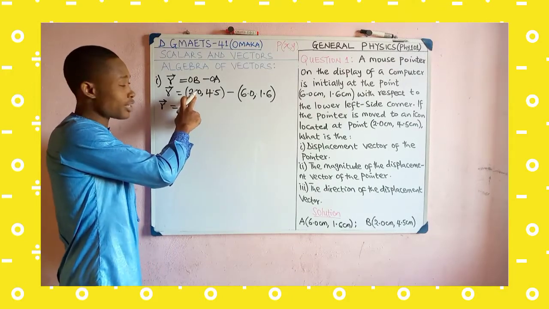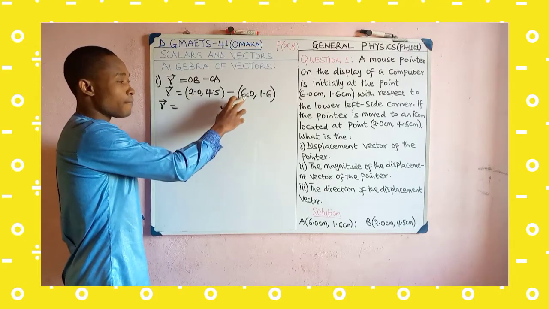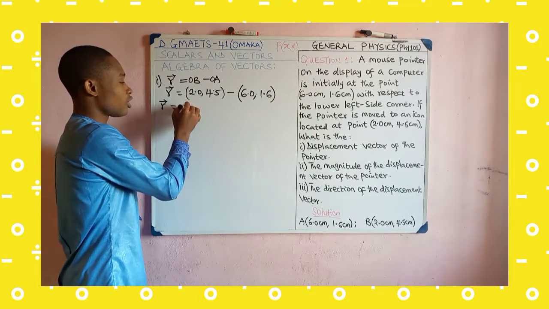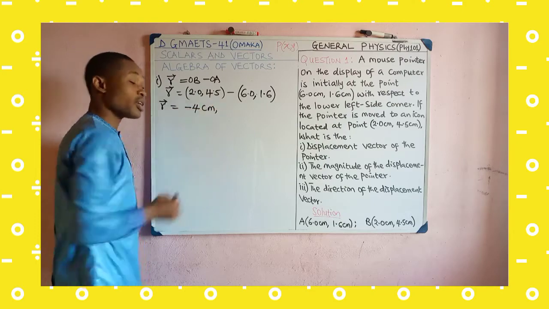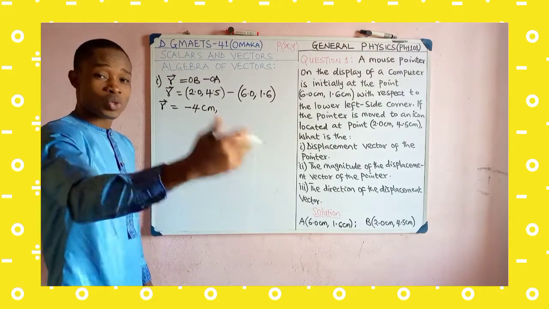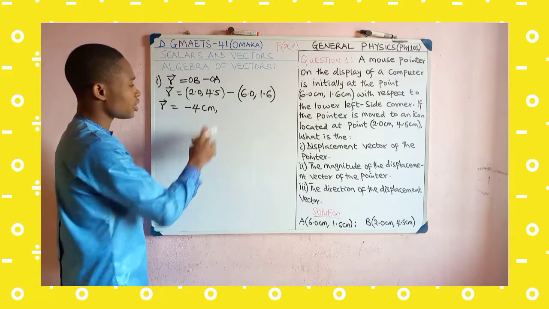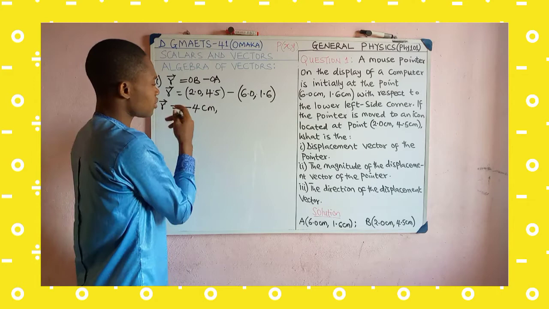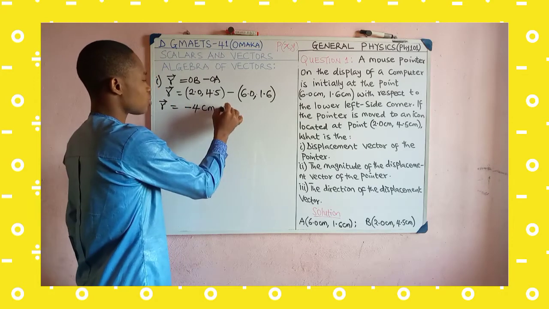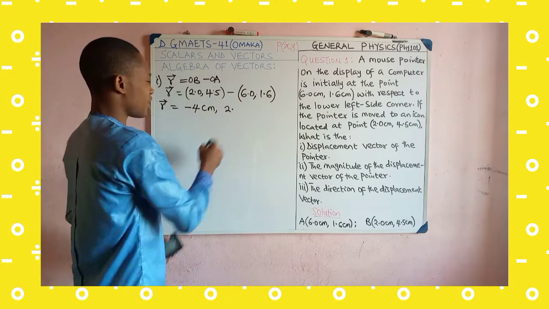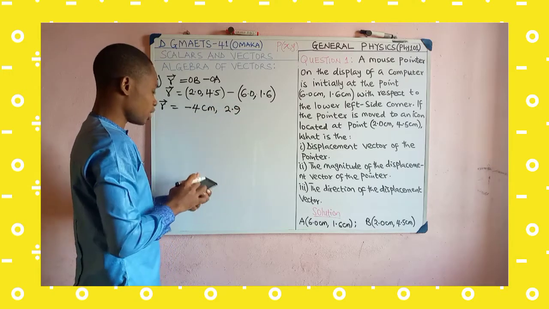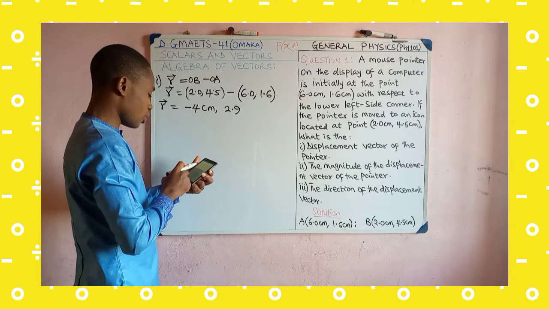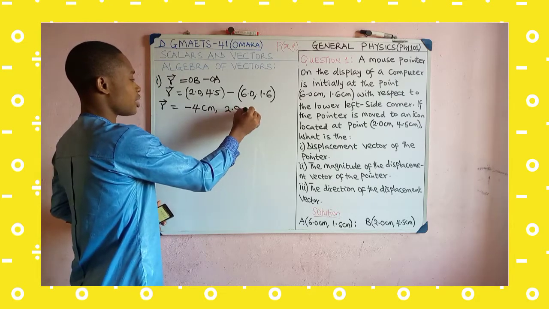The final x position in point B minus the initial x position in point A. 2 minus 6 is going to give us minus 4 centimeter. Is that okay? Remember x to x, y to y, then z to z if you have up to 3 coordinates. Then 4.5 minus 1.6 is going to give us about 2.9, right? So you can find out 2.9. That's what you're going to get. 4.5 minus 1.6, 2.9 cm.